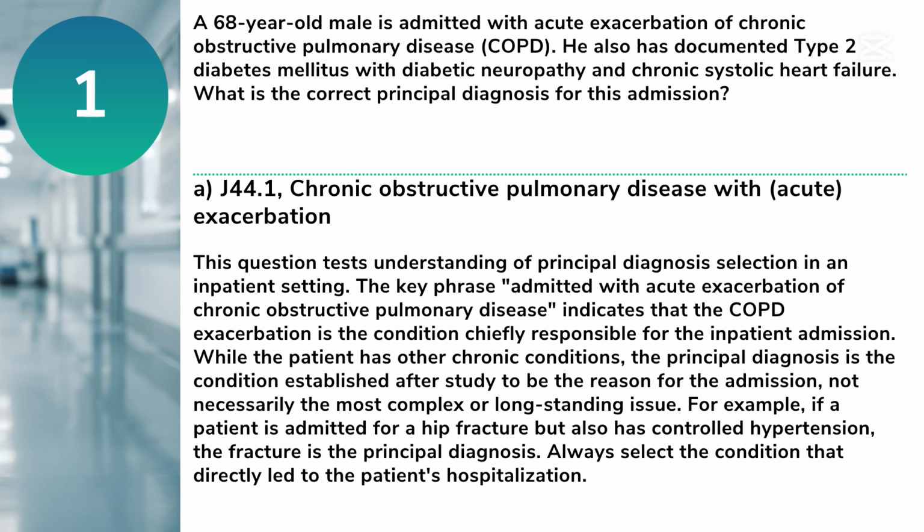While the patient has other chronic conditions, the principal diagnosis is the condition established after study to be the reason for the admission, not necessarily the most complex or long-standing issue. For example, if a patient is admitted for a hip fracture but also has controlled hypertension, the fracture is the principal diagnosis. Always select the condition that directly led to the patient's hospitalization.